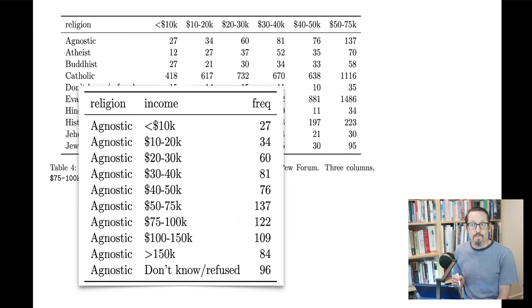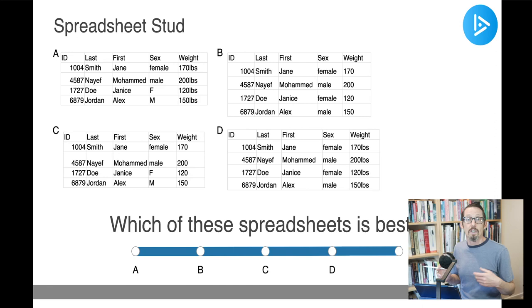And then obviously it would go on. You'd see the same split for atheist and Buddhist and Catholic, and this list grows longer and longer and longer. All right, so that is how people fail to make tidy data and what tidy data should look like.